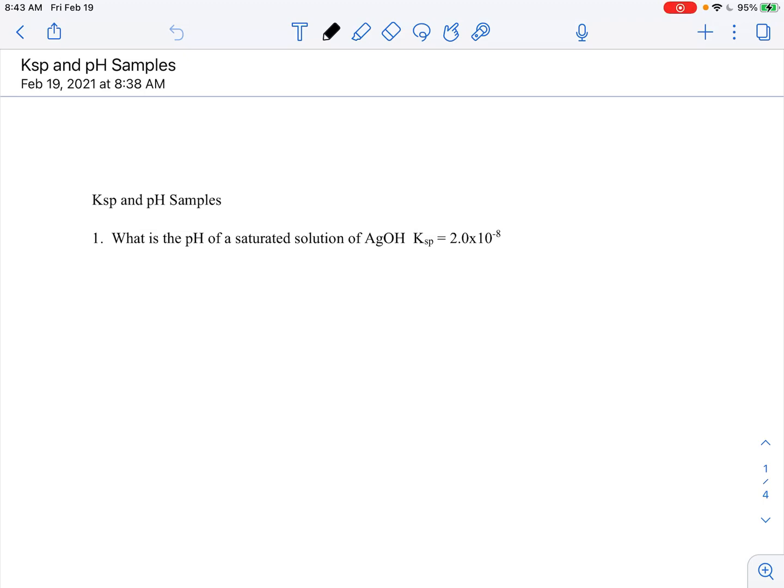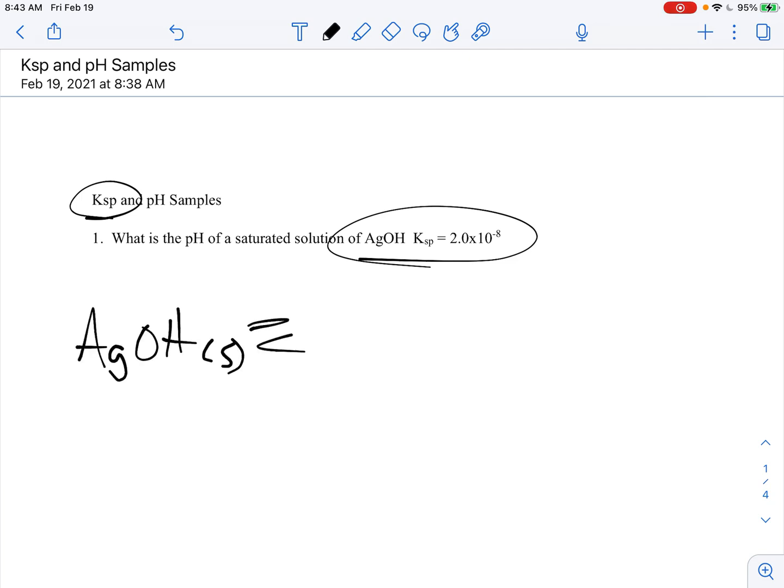So here we are with some Ksp samples and how they relate to pH. Now remember, Ksp is its own format. For Ksp, you always start with the solid and then work your way to the ions. So if you're talking about the Ksp of silver hydroxide, then you are forced into the following equation.